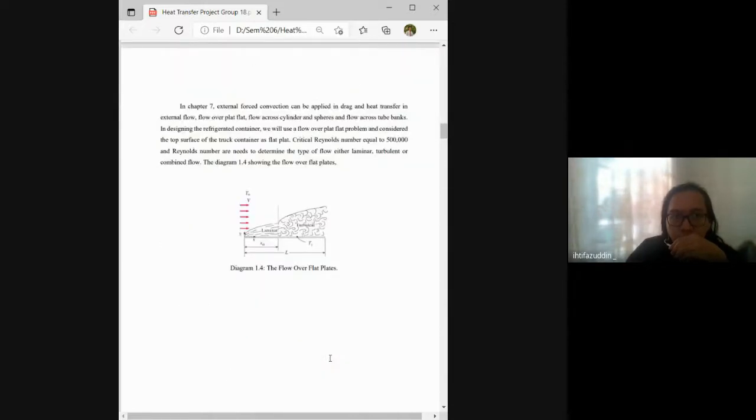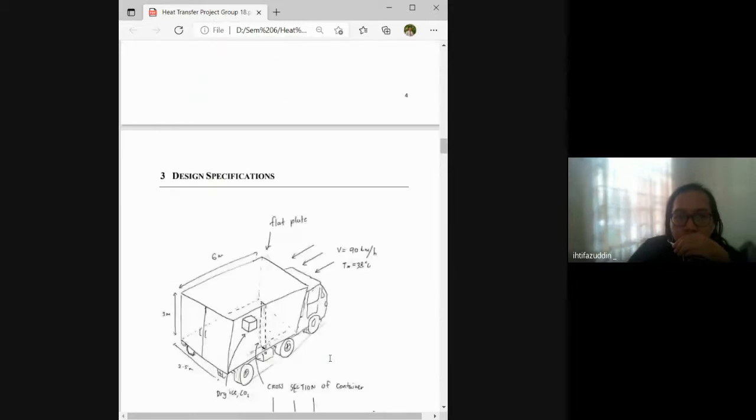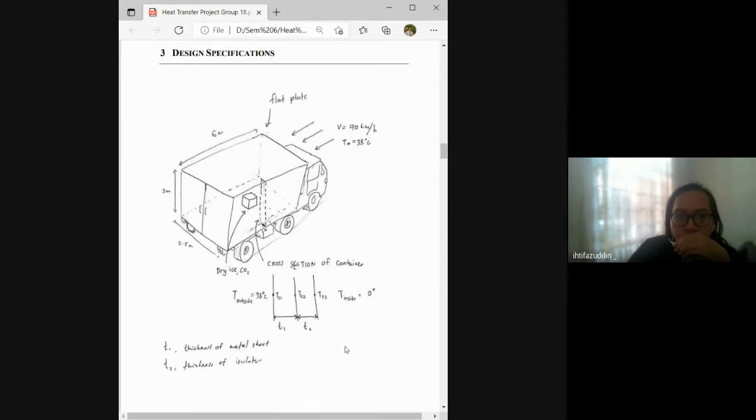Next, we are also using the knowledge from chapter 7, which is external forced convection. We were using the problem of flow over flat plates. The critical Reynolds number is 500,000, and we need to decide whether it is laminar flow or turbulent flow. Next is the design specification.